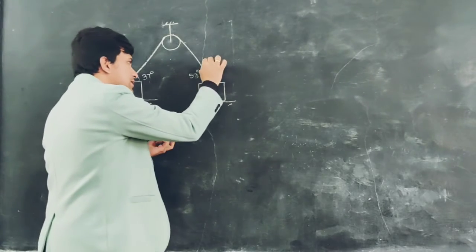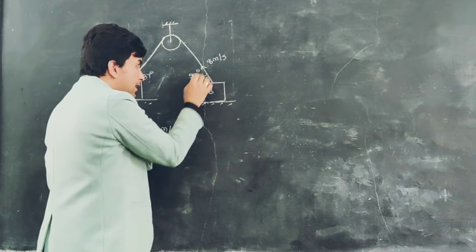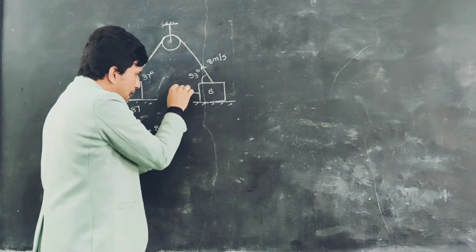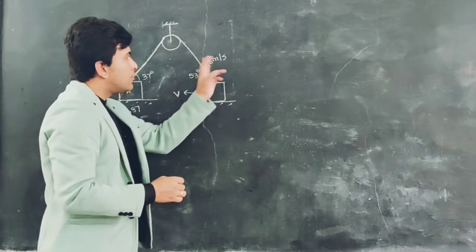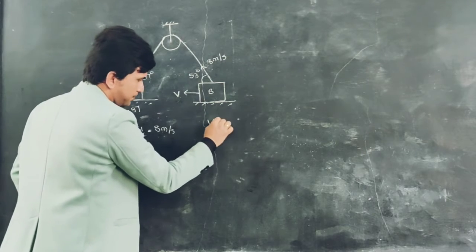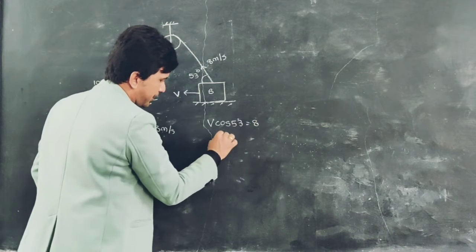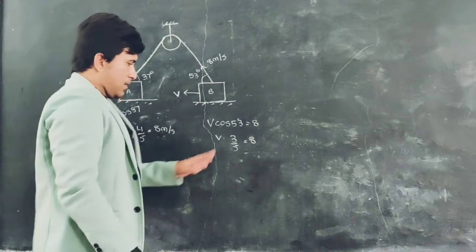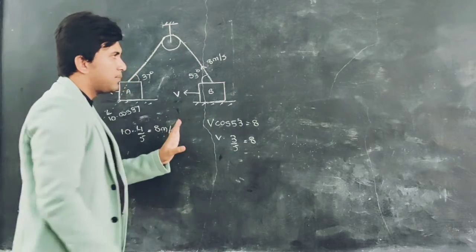Now this side you are having a velocity of 8 meter per second. And this velocity V is what we will need to find out. The component of V along this side should be 8 meter per second. That means, again you take the component, V cos 53. V cos 53 should be equal to 8 meter per second. V into 3 by 5 should be equal to 8, and now you can solve this one. In this way you can find out the velocities in this simple kind of illustration.